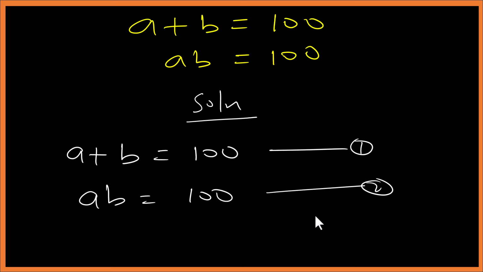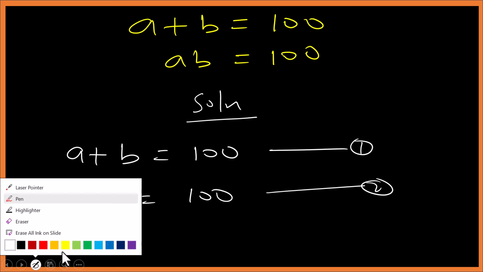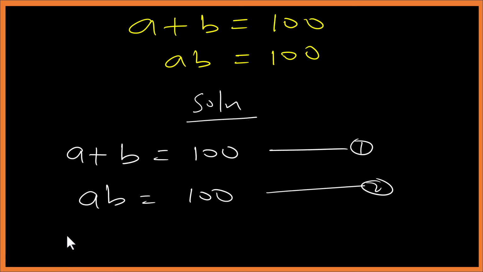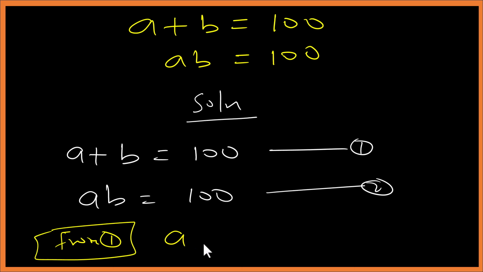From equation 1, you can make any of the variables the subject, then substitute it into the second equation. So from equation 1, a or b, whichever. b is the same as 100 minus a. Let's name it the third equation.